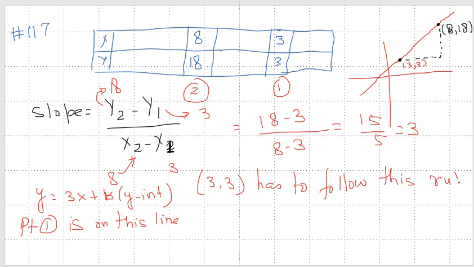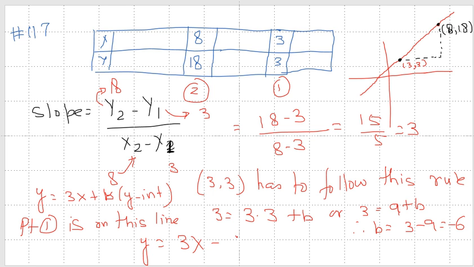Right? That means if I substitute 3, 3 in this equation, it will work. Well, y equals slope, which is 3, times the value of x, which is 3, plus b, or 3 equals 9 plus b. Therefore, b equals 3 minus 9 equals minus 6. That means the equation of this line is y equals 3x minus 6. Every point on this line will follow this rule.